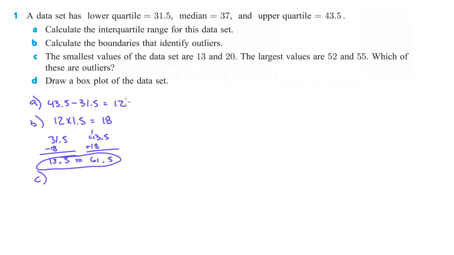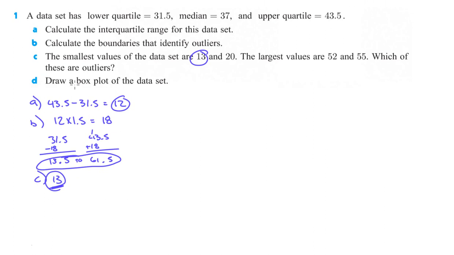For C, the smallest values of the data set are 13 and 20, and the largest are 52 and 55. Which of these are outliers? Anything that's less than 13.5, so 13 is an outlier, and anything that's more than 61.5. So the only one that's an outlier is just 13 for part C. Okay, that looks like a B, but it's really a 13. Let's fix that a little bit so it looks a little better.